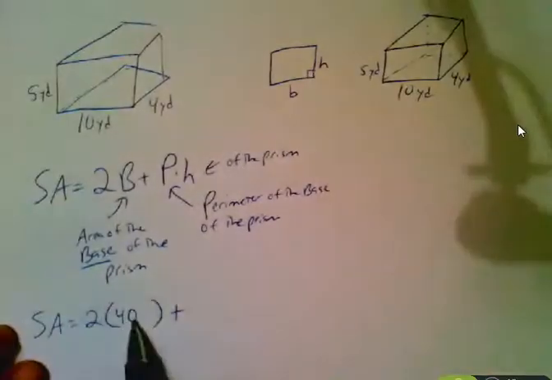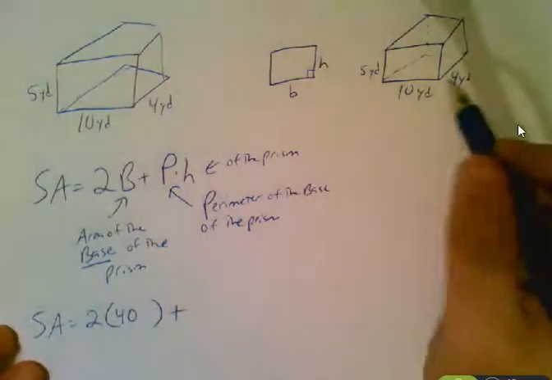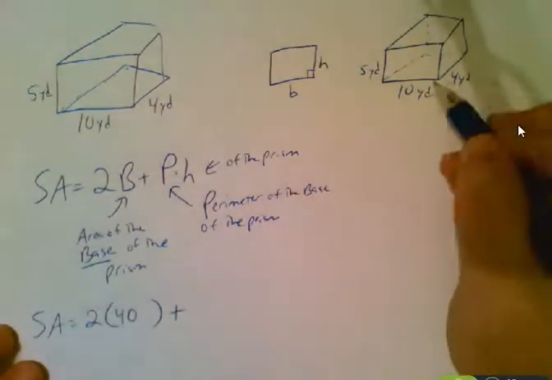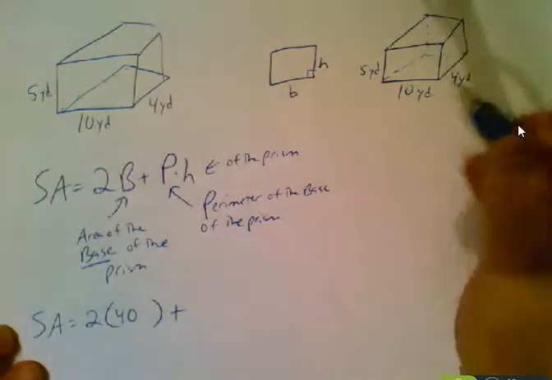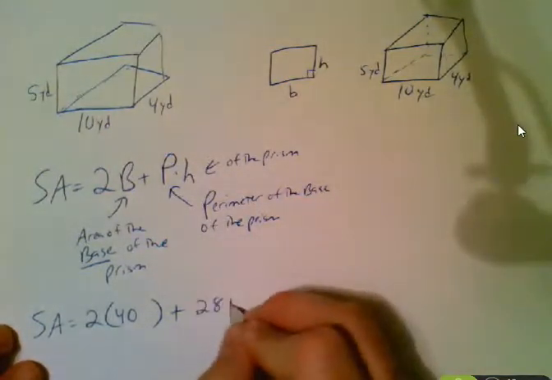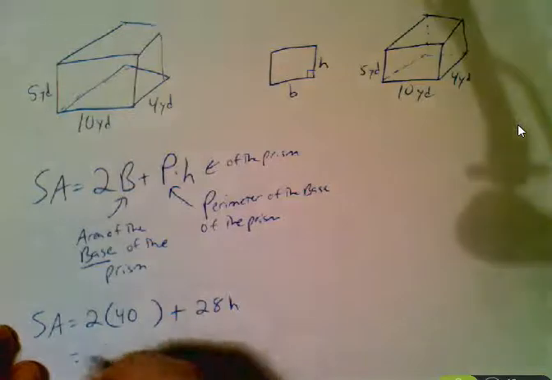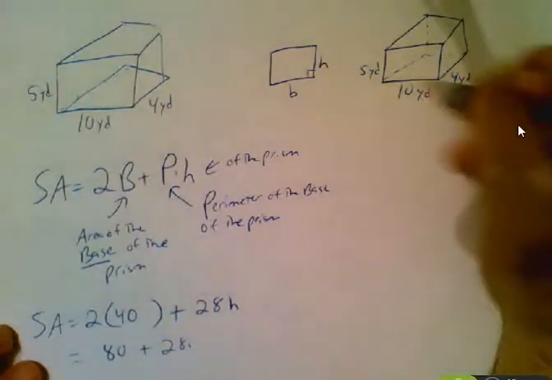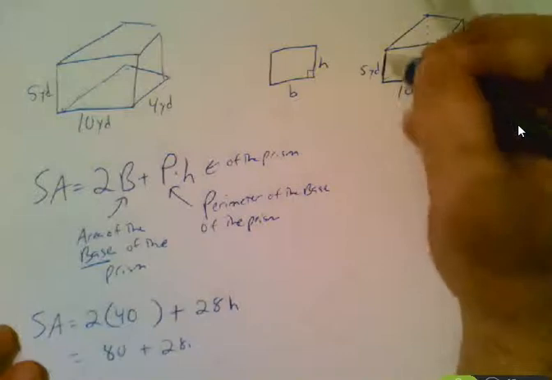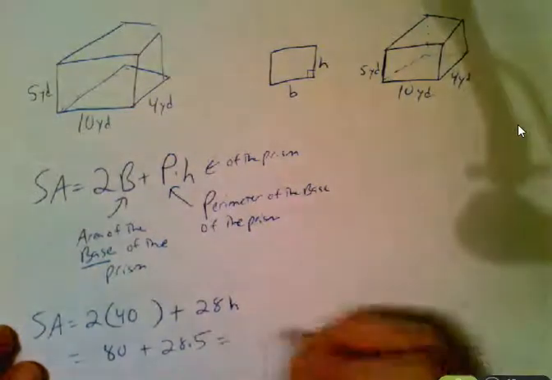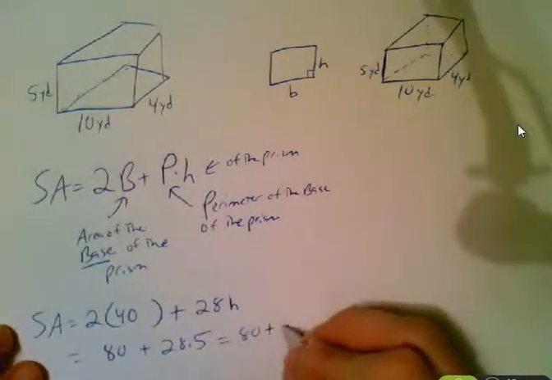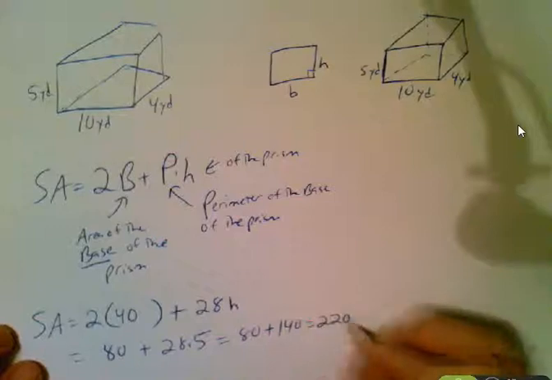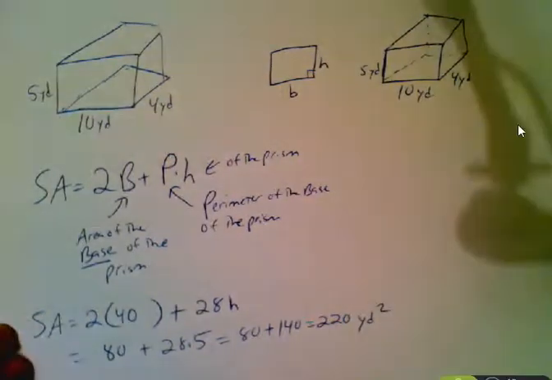Alright, so 2 times big B is 40, 10 by 4. What's the perimeter of our base? 10, 4, 10, and 4. So what's that, 28? And that's times the height. So this is going to be 80 plus 28 times the height. Well, if I make the base the 10 by 4 part, well then my height is going to be 5 times 5. So that's going to be 80 plus, what's that, 140? So 220, and that's going to be square yards. Okay? So that's how I would expect most of you to do that particular type of problem.